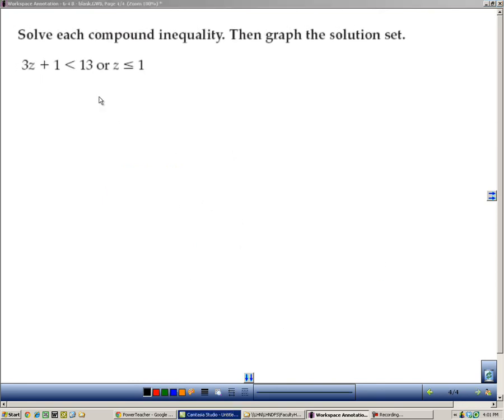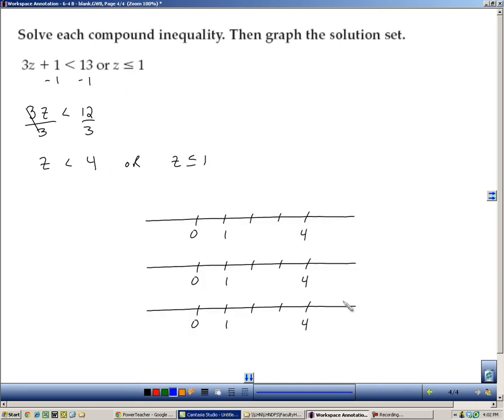Here's one more practice problem with the word or, so we'll subtract the 1. 3z is less than 12, divide both sides by 3. So z is less than 4. Or z is less than or equal to 1. There's nothing that I have to solve for that. It's already done. So we'll make 3 graphs. Z is less than 4 looks like this. Open circle to the left. Z is less than or equal to 1 is a closed circle to the left.